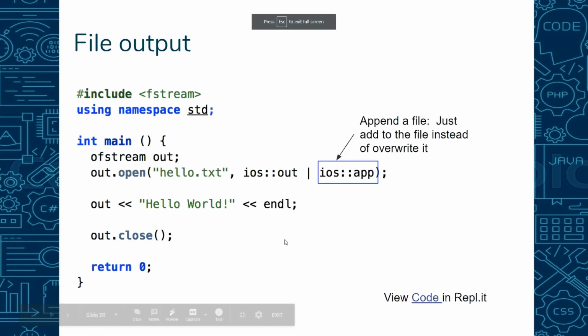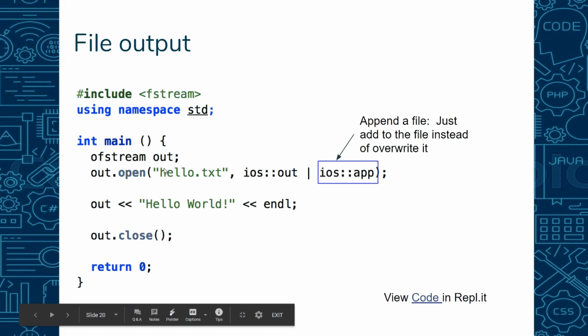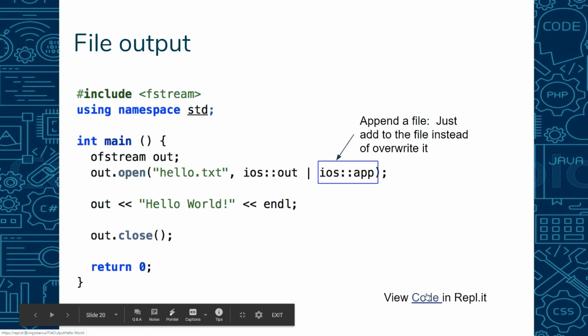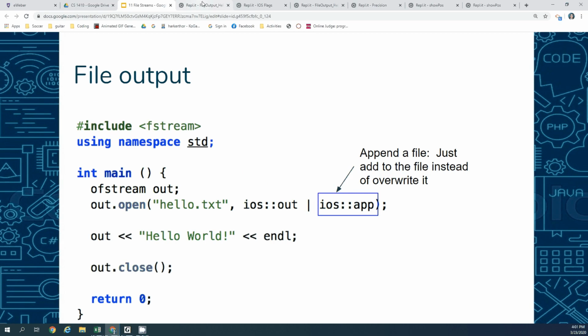Oh, now I have all the animations. Oh yeah, here's what we changed. All I have to do is change this ios flag. I'm going to add this ios::app, and that will append to the file instead of overwriting it. So let's look at that too. Let's escape out of this one, come back to this one.